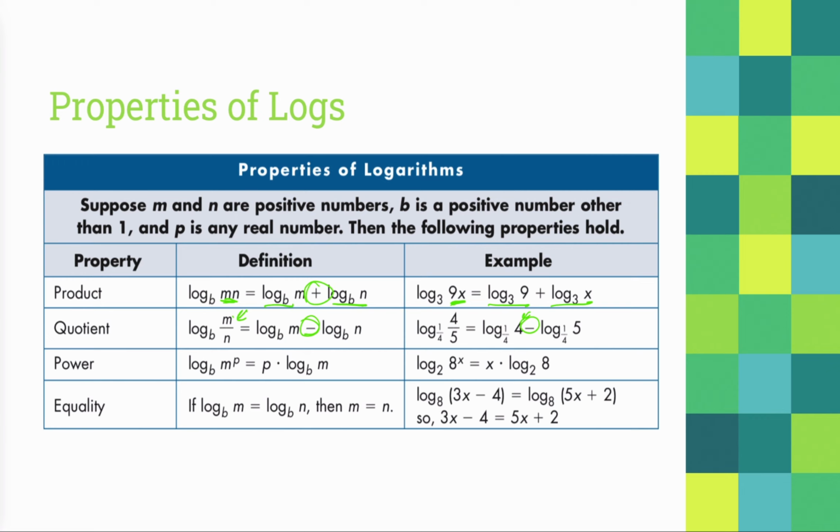If we have an exponent inside the log, we can bring that out front. So log base 2 of 8 to the x power, we can bring that x out front and make that x times log 2 of 8. And if we have two logs with the same base that are equal to each other, then their arguments must also be the same. So log 8 of 3x minus 4 equals log 8 of 5x plus 2. That means that 3x minus 4 equals 5x plus 2.